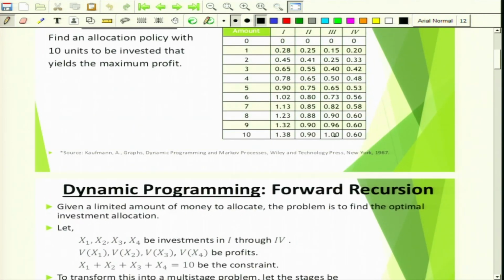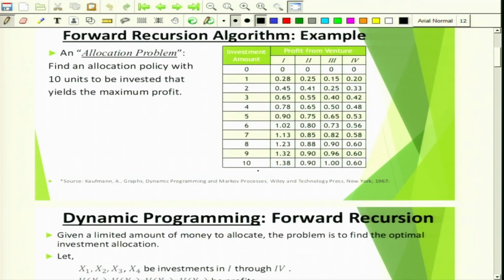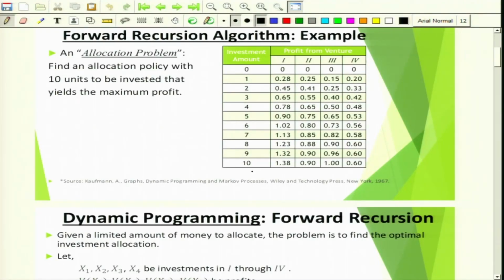That means if I have 10 units to invest, is it worthwhile to invest all 10 units in venture 1, or can I invest, let's say, 4 units in venture 1, 2 units in venture 2, 2 units in venture 3, 0 units in venture 4, whatever. So what is the combination of investment in different ventures for a specific amount of investment that an investor is interested to make? What is the best combination? That's what we are interested to find out now.